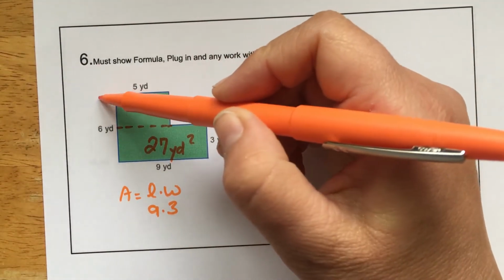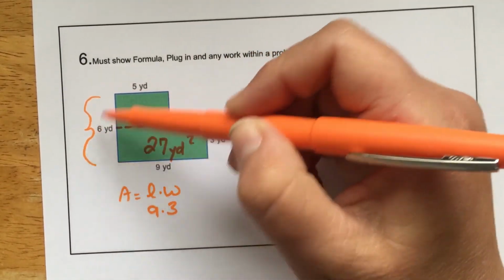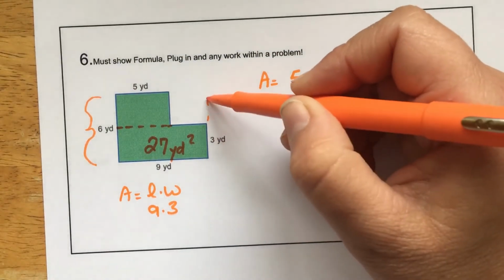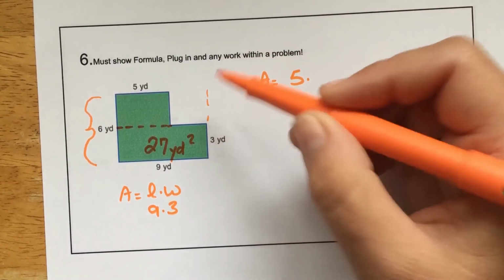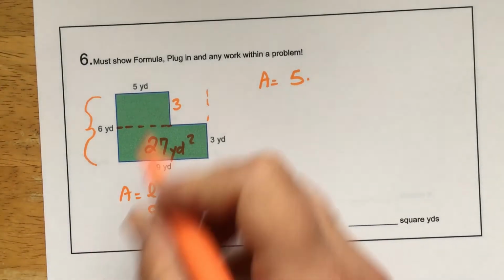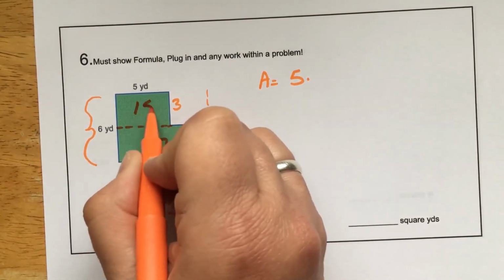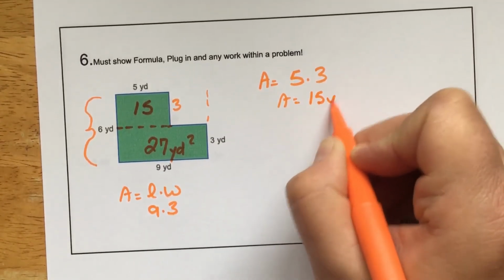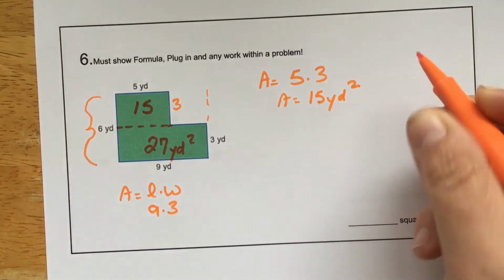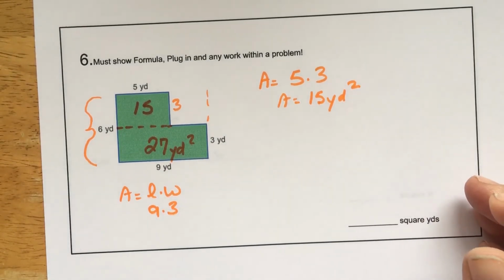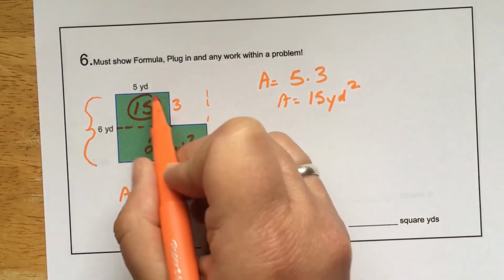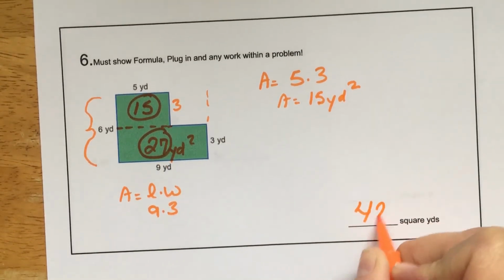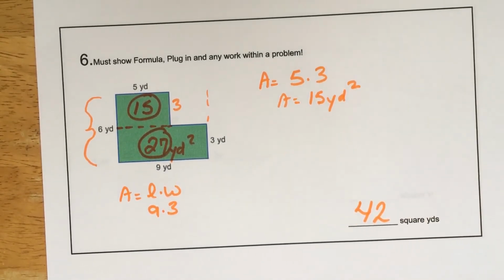Again, if this whole thing is 6, and this side is 3, well, if I extended this line, it has to equal 6. So 3 plus 3 is 6. So this side is 3. 5 times 3 is 15, right? So the area is equal to 15 yards squared. I'm not done yet. I have to put them together. I have to take the 15 and the 27, and add them together. And you should have gotten 42 square yards.